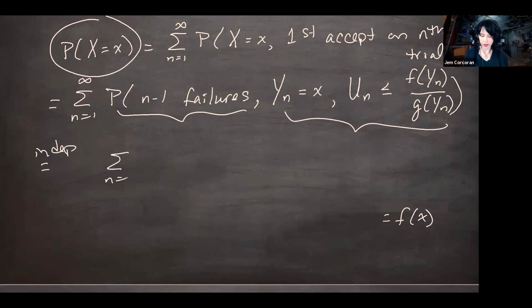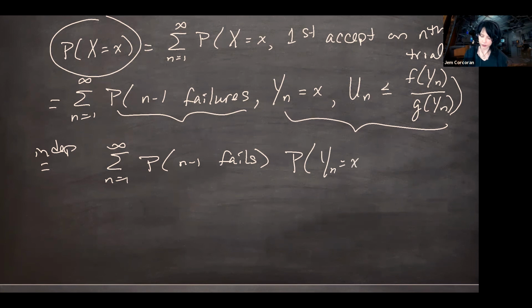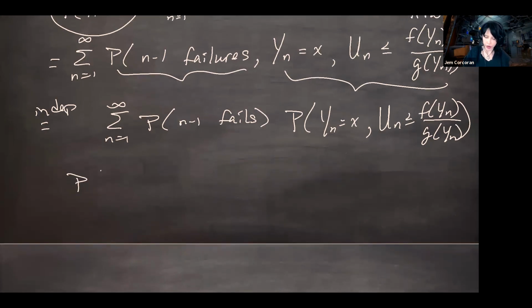This is the sum, n goes from 1 to infinity, probability of n minus 1 failures, and then probability yn is x. I see what you're saying, though. I can see where that sum is going to come in. So then looking at that last piece alone, the probability that yn is x, and oh, no, yeah. Actually, yeah, this is much easier.